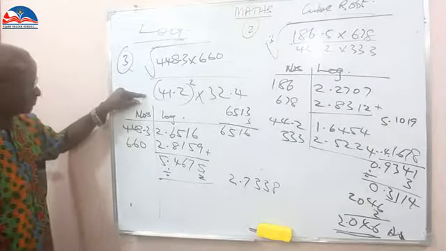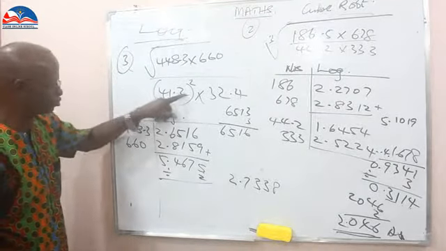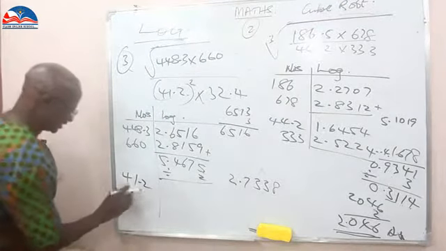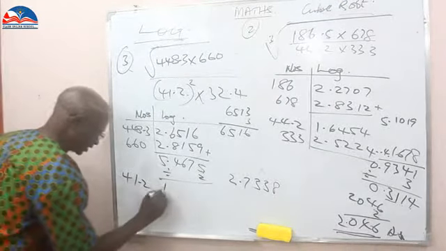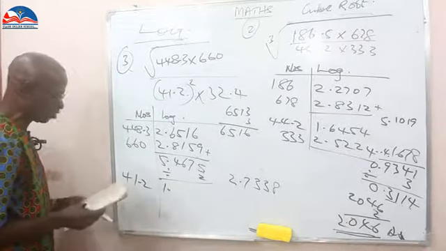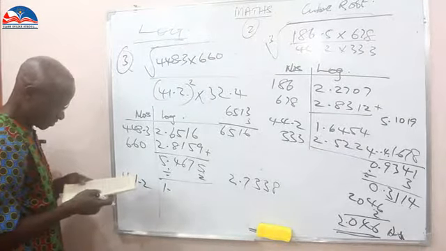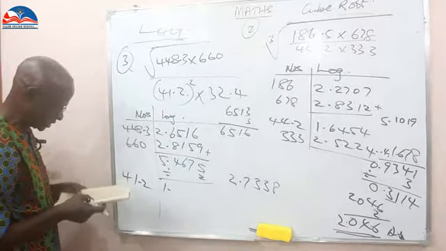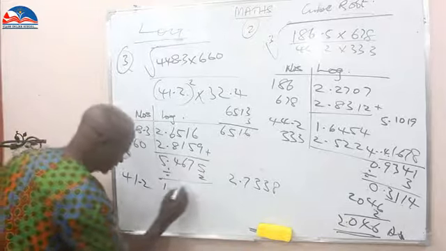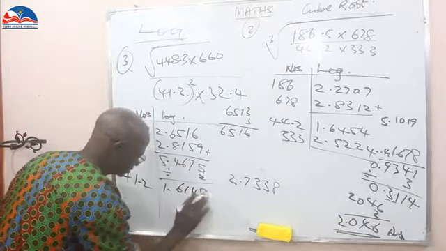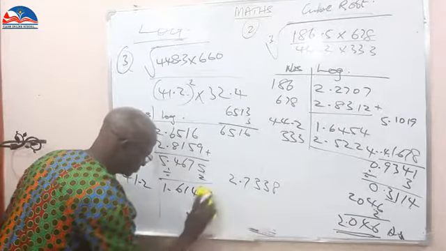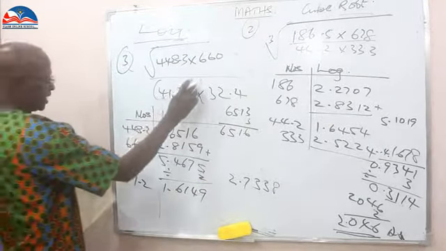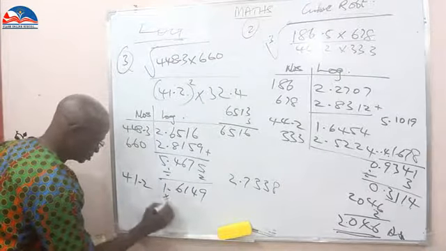Now, come for the other one. I'm now for 41.2. And there's a square in it. Character here is the digits 2 minus 1, 1. Now look for 41 under 2. 41 under 2 is 6149. Because of this squareness in it, I'm going to say times 2.